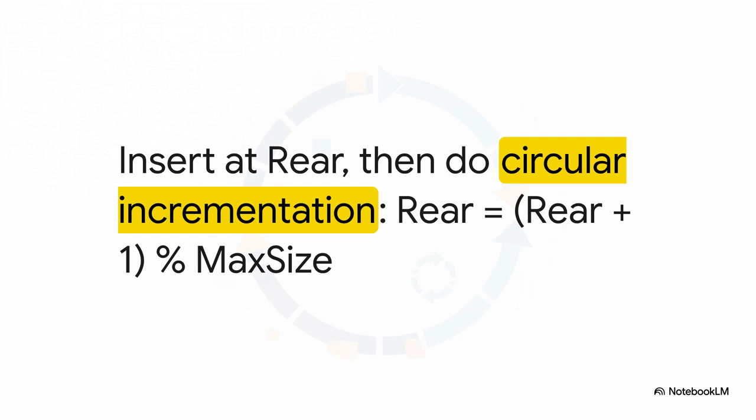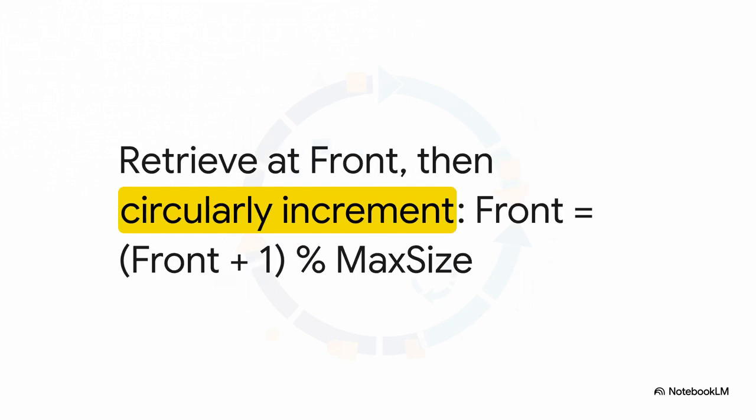Think about our previous example. If our rear was 4 and our max size was 5, well, 4 plus 1 is 5, and 5 modulo 5 is 0. Boom! The pointer wraps cleanly back to the beginning of the array. And the DQ operation perfectly mirrors this logic. When we want to remove data, first we verify the queue isn't completely empty. Got to prevent that underflow error.